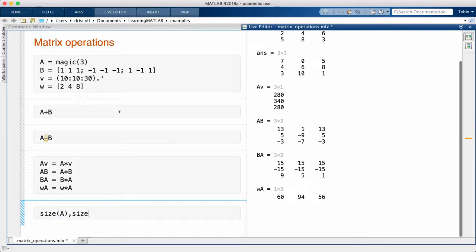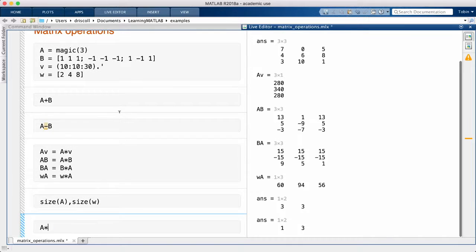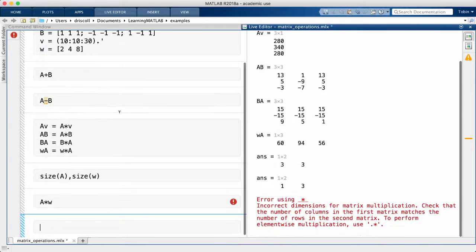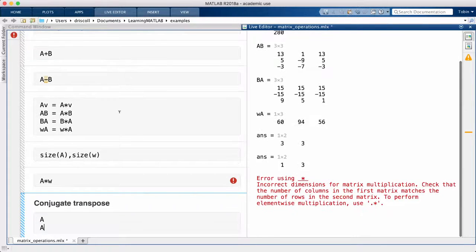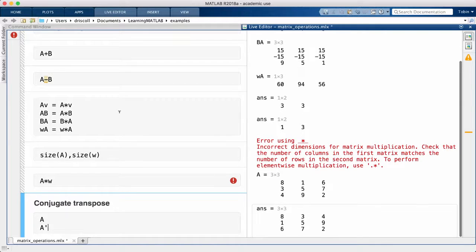Up to now, I've been using dot quote as the array transpose operator. There is a matrix counterpart to this, which is the quote by itself without the dot. Now, in this case, it did exactly the same transposition to A as the dot quote operator would have done. But in the matrix case, the operator also takes the complex conjugate of every entry. This is usually what you want mathematically if the entries are complex numbers.